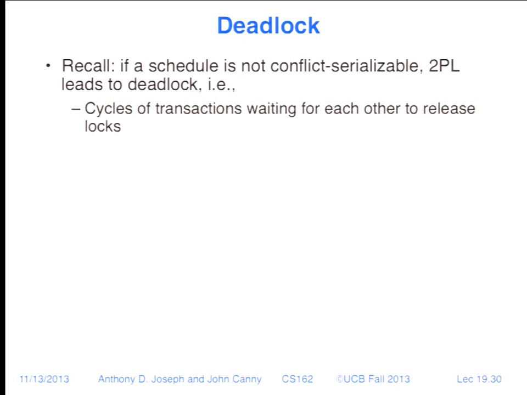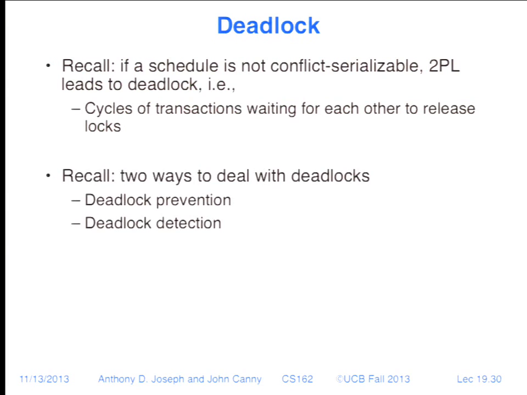All right. So deadlock, if a schedule is not conflict serializable, so two-phase locking. We actually haven't gone into this. I'm going to move on. We're going to look instead at a couple of ways of directly detecting deadlock and dealing with it.